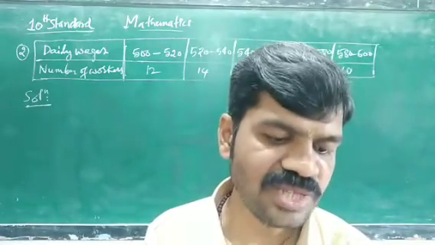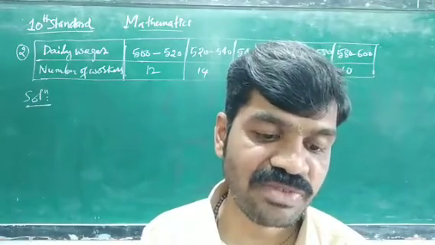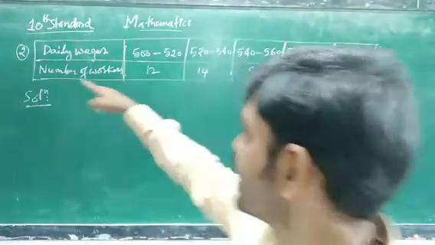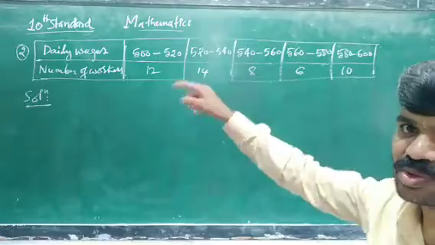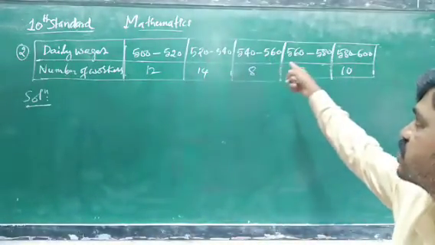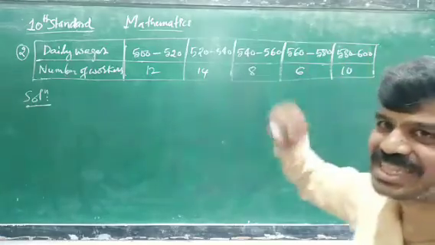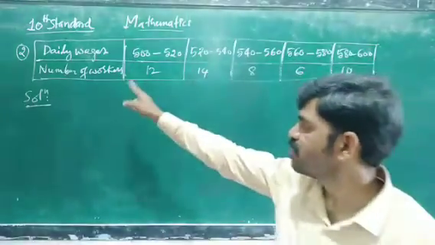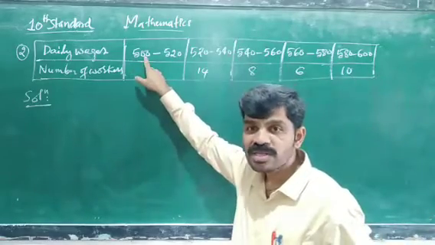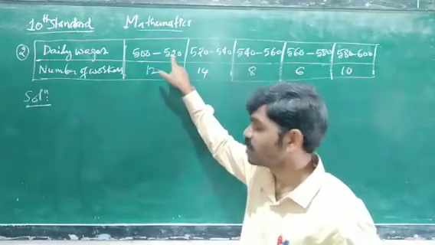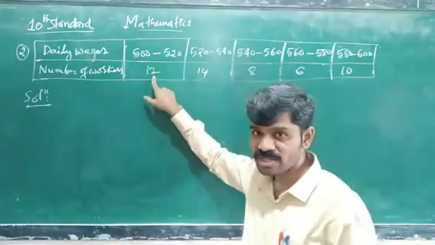Second problem. Consider the following distribution of the daily wages of 50 workers of a factory. This is the question. Daily wages: 500 rupees to 520 rupees, 520 to 540, 540 to 560, and 580 to 600 rupees. This is the daily wage. And the number of workers who are getting the daily wages 500 to 520. Total workers are there.